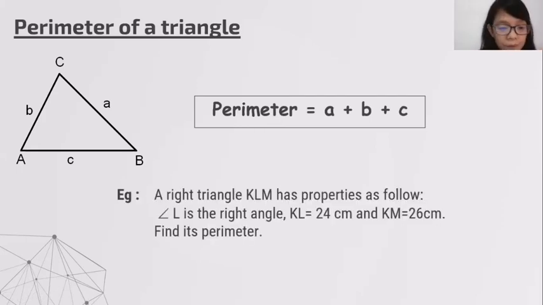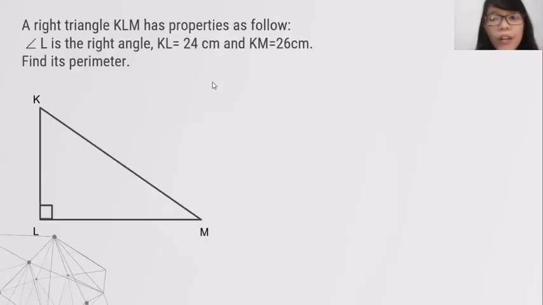Example given. The right triangle KLM has properties as follows. Angle L is the right angle, and KL equals 24 centimeters and KM is 26 centimeters. Then we need to find its perimeter. Okay, I will try to explain it. So here's the question about right triangle KLM, which has properties as follows.